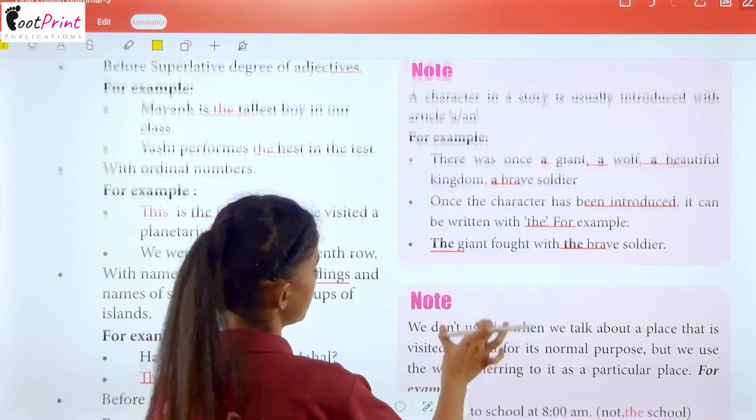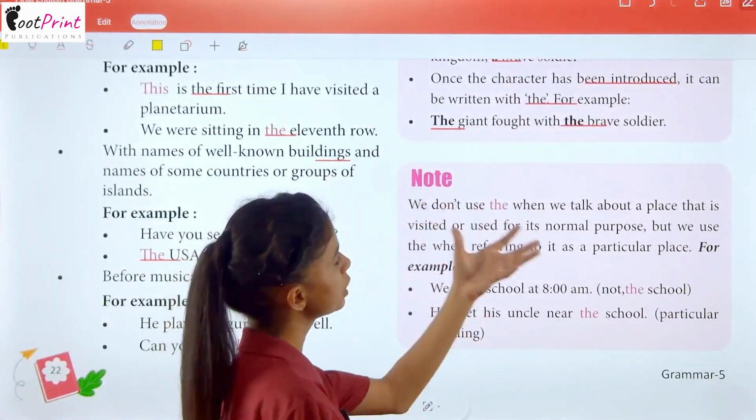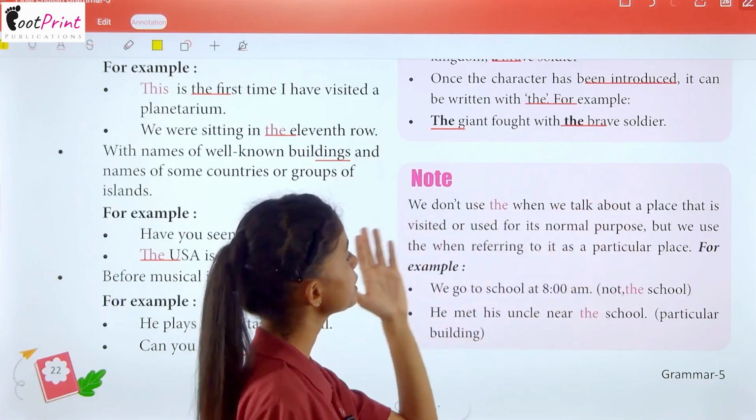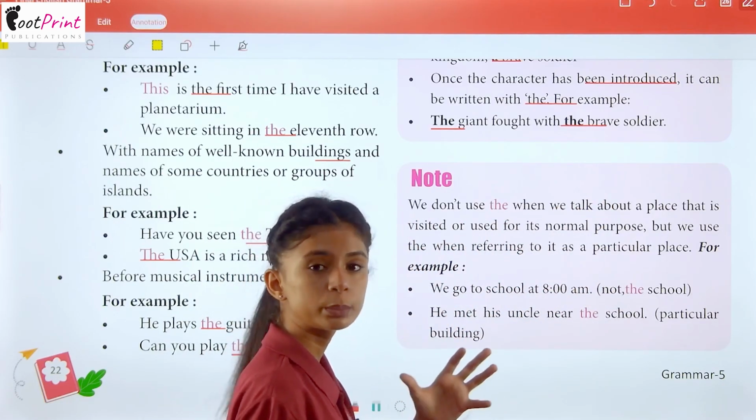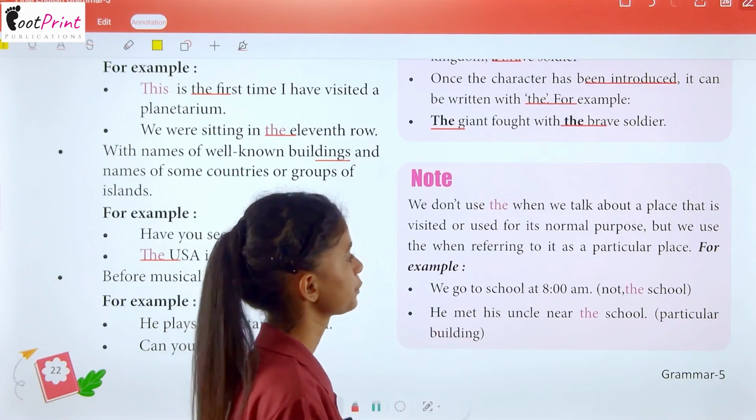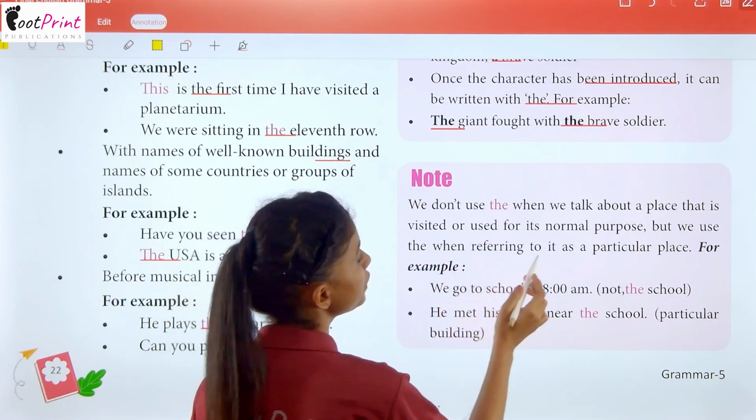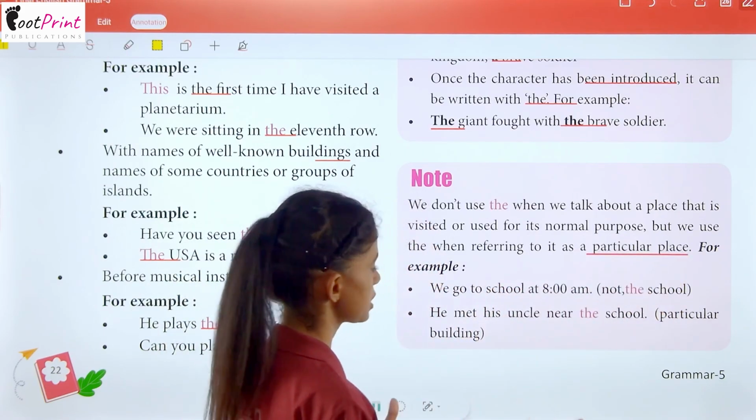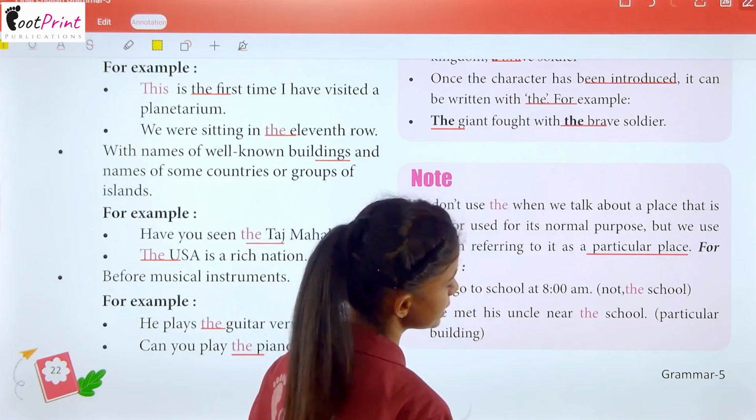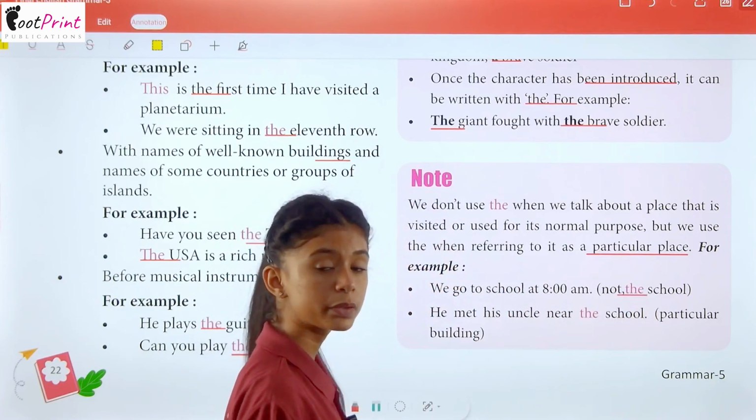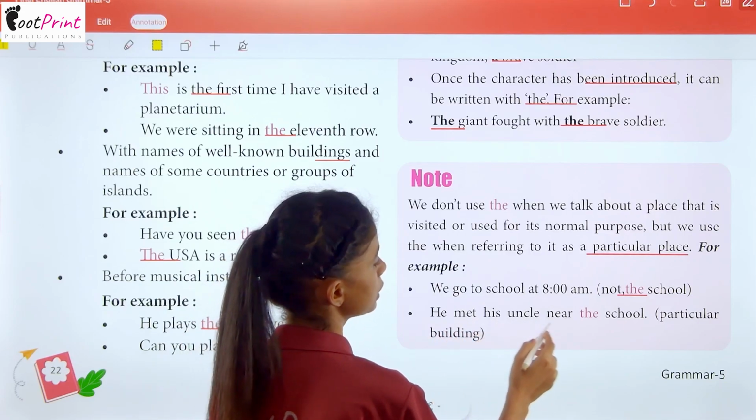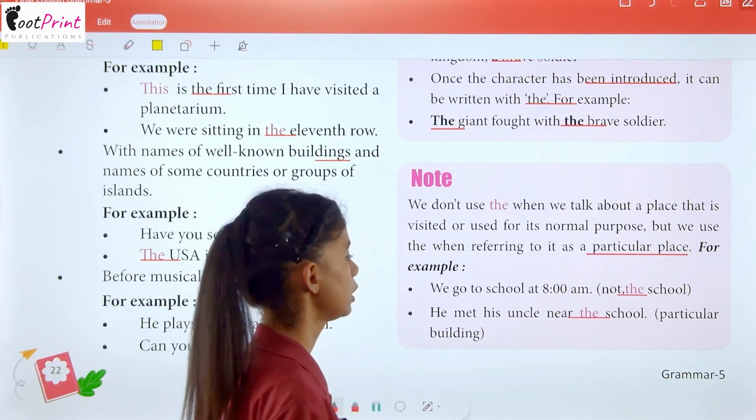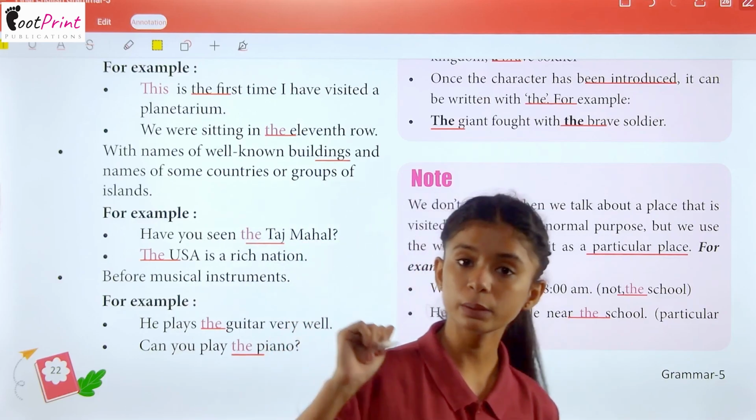Okay. Now the next note is we don't use "the" when we talk about a place that is visited or used for its normal purpose. So which is used for normal purpose, we do not use "the" with it. But we use "the" when referring to it as a particular place. For example, we go to school at 8 a.m., not "the school", because it is a place that we go to usually. He met his uncle near the school, because we are talking about a particular place now.